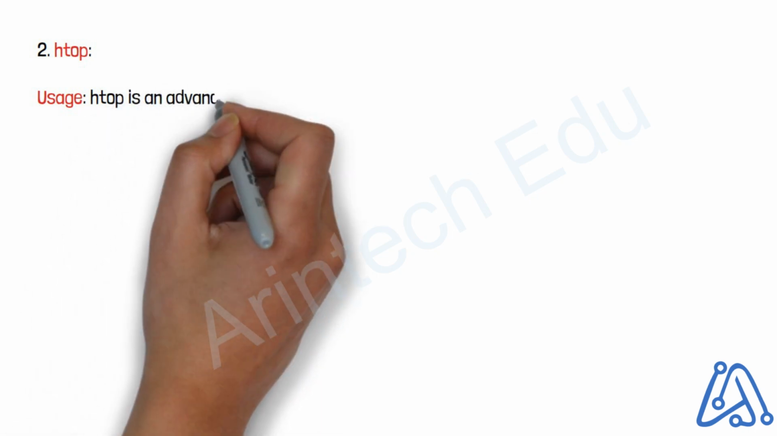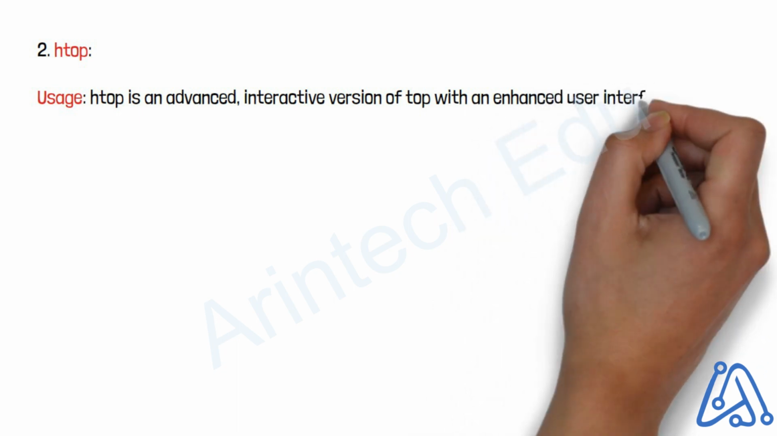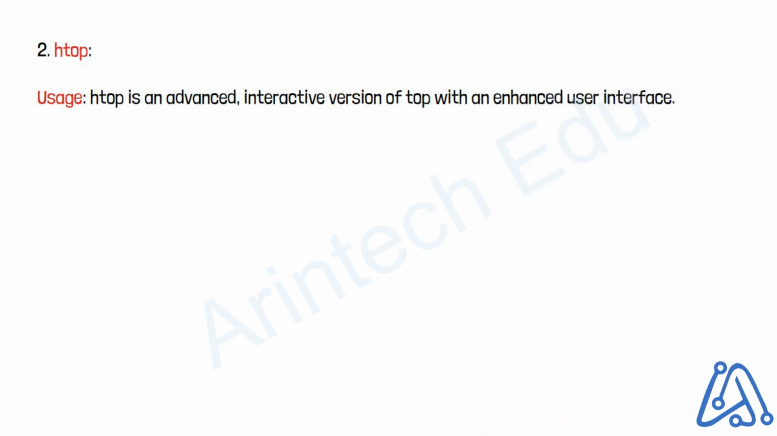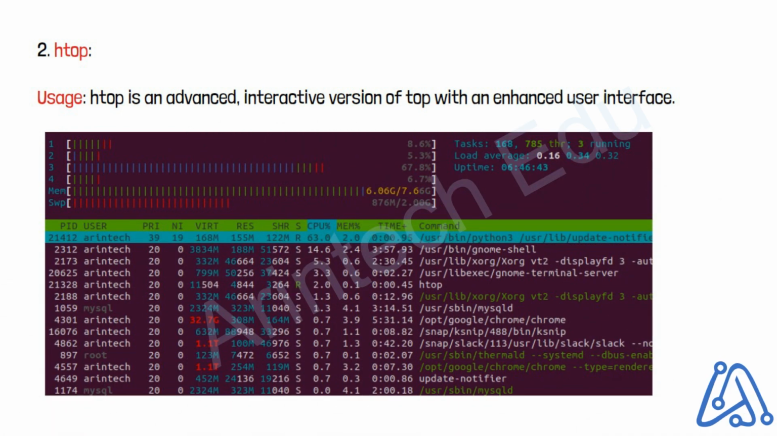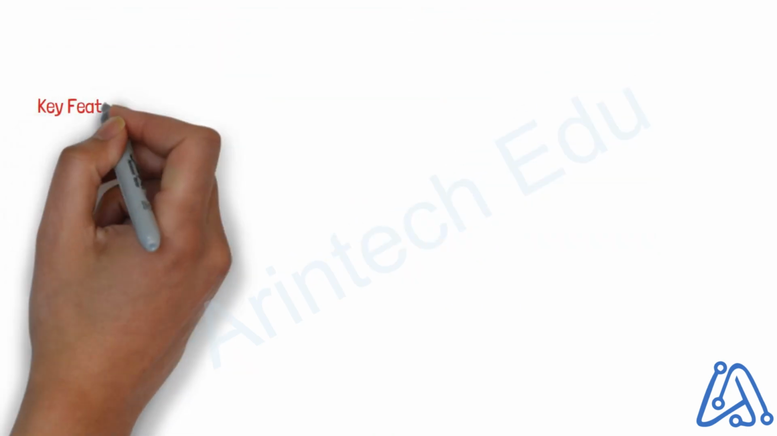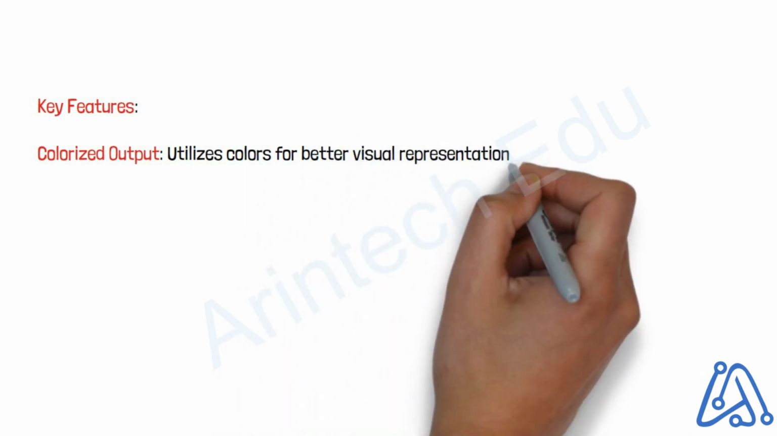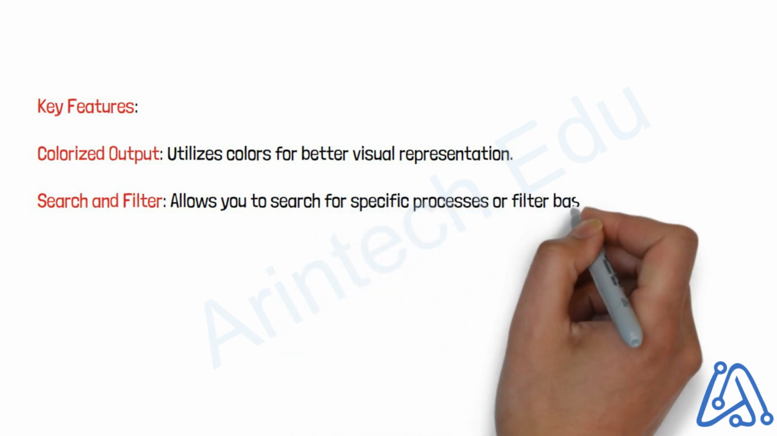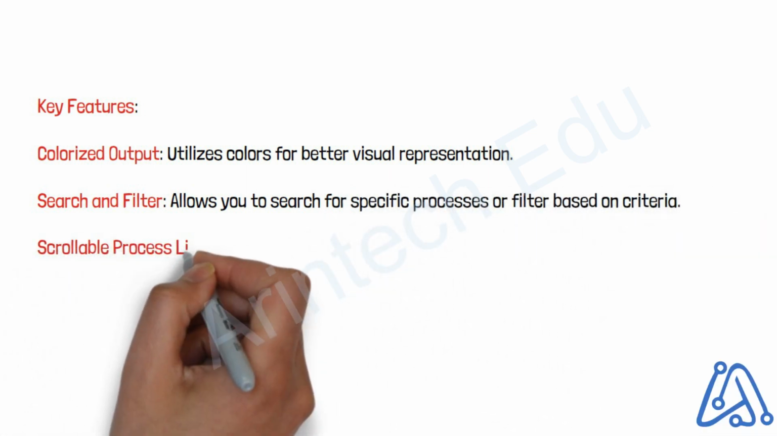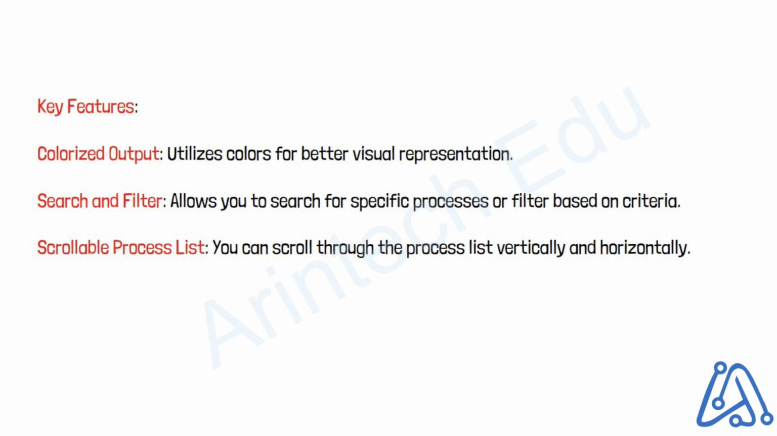2. Htop. Usage. Htop is an advanced, interactive version of Htop with an enhanced user interface. Key features: colorized output, utilizes colors for better visual representation. Search and filter, allows you to search for specific processes or filter based on criteria. Scrollable process list, you can scroll through the process list vertically and horizontally.